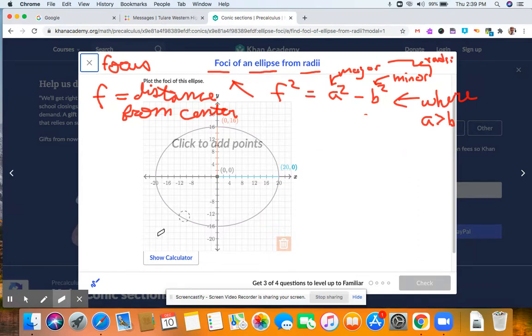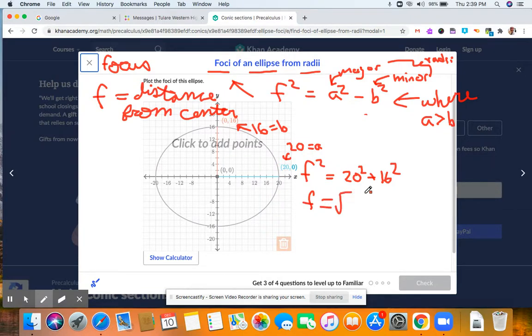So this is our case. A is greater than B in our case here. So let's go ahead and calculate it. They're giving you the data right here. That's a 20 for the major radius. There's a 16 for the minor radius. So in this case, A is equal to 20 and B is equal to 16. We'll plug everything in. So F squared is equal to 20 squared plus 16 squared. So let's solve for F.